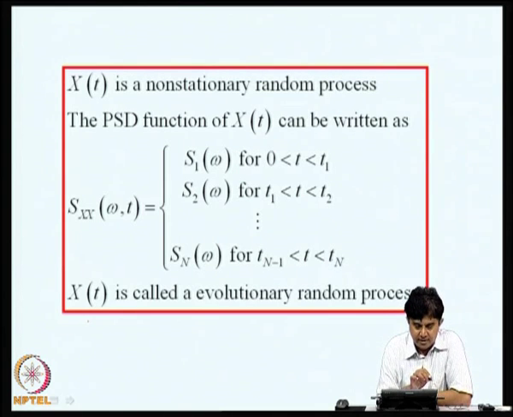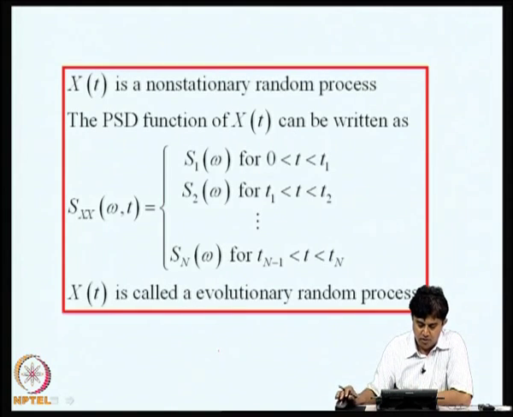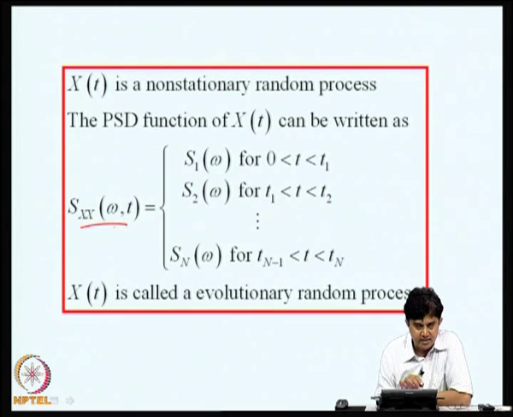Now, if we look at the power spectral density function, since x of t is equal to x1 of t over this duration, I can notionally say that the power spectral density function of x of t, if you are interested in the time duration 0 to t1, will be s1 of omega, and if you are interested in t1 to t2, it is s2 of omega, and so on and so forth. So, I can say that the power spectral density function is a time dependent function. This is equal to s1 if t is between 0 and t1, s2 if t is between t1 and t2, and so on. Such a process we call an evolutionary random process.